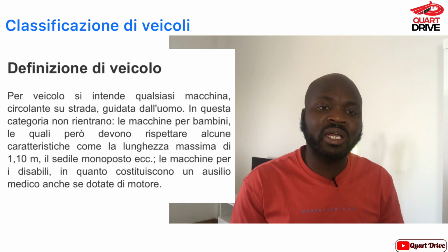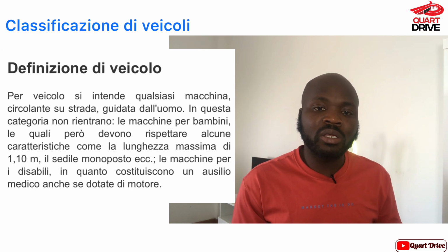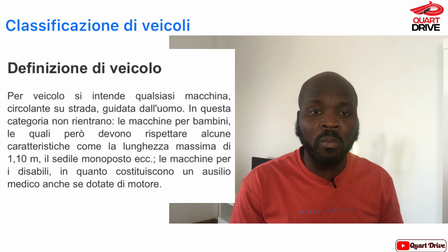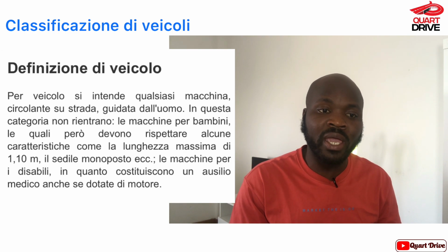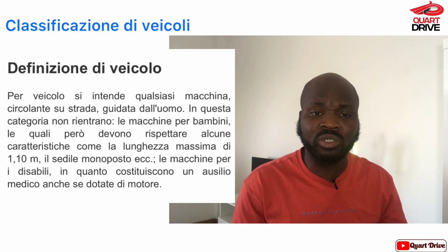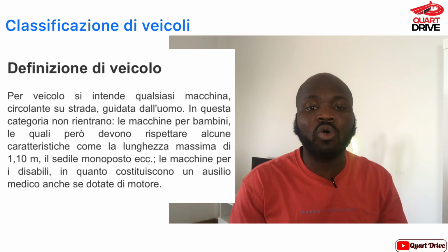And so today's topic is about classification of vehicles. We have different types of vehicles, and together we group all of them as what? Vehicle. But vehicles are qualunque macchina che circola sulla strada con un uomo a bordo. That is, any machine or any vehicle, anything that is moving on the street with a human on board, that is called what? Vehicle.